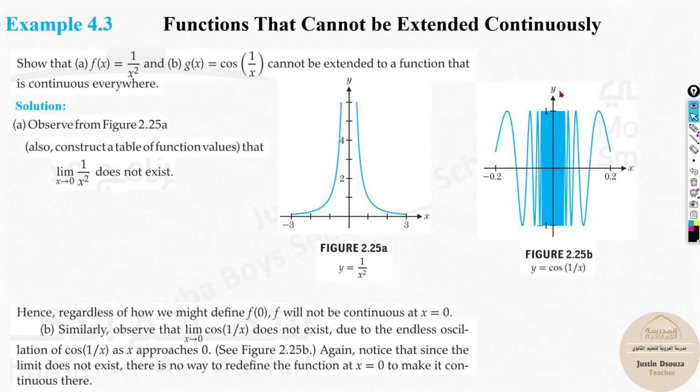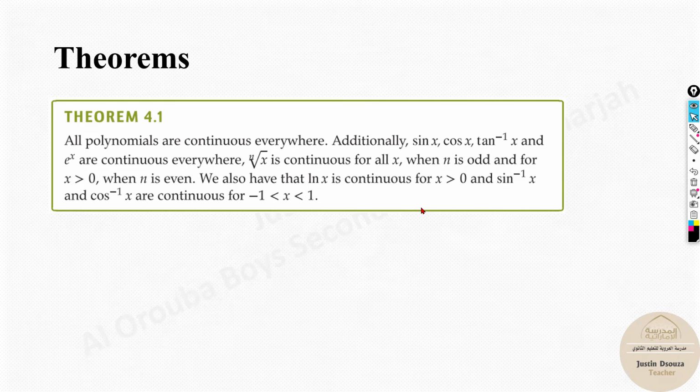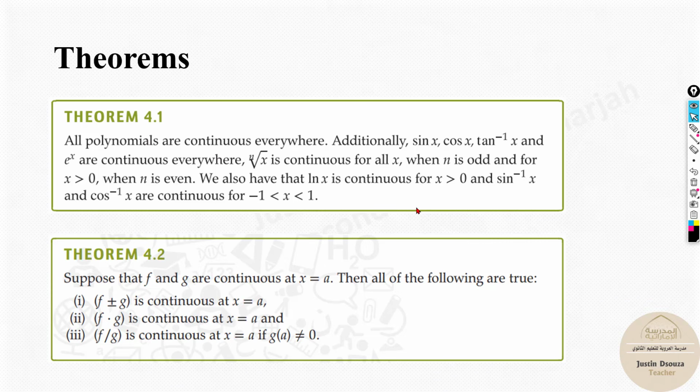You are not able to make this continuous everywhere. So even if you write a piecewise equation, at 0 it is never continuous. Okay, so that is what it means. So that's the thing. And now we have some theorems. So you can read this through, but I want to emphasize the first one. We will be using it in the problems.